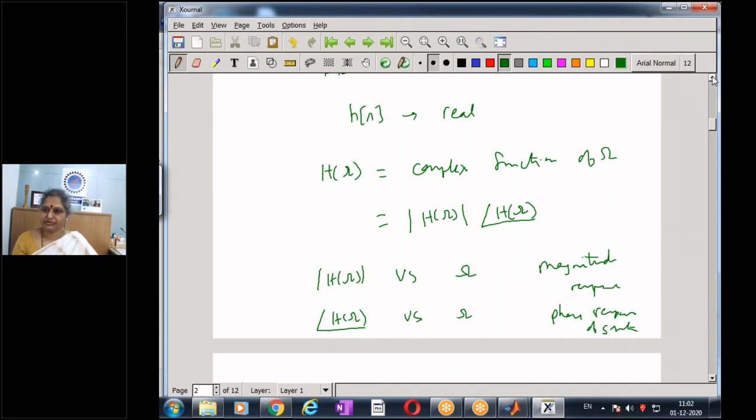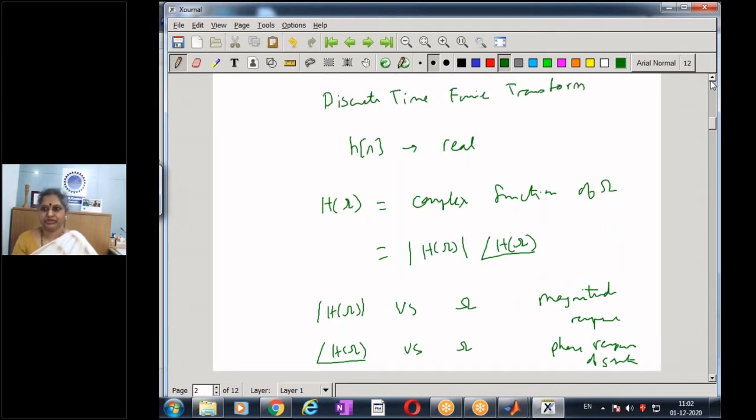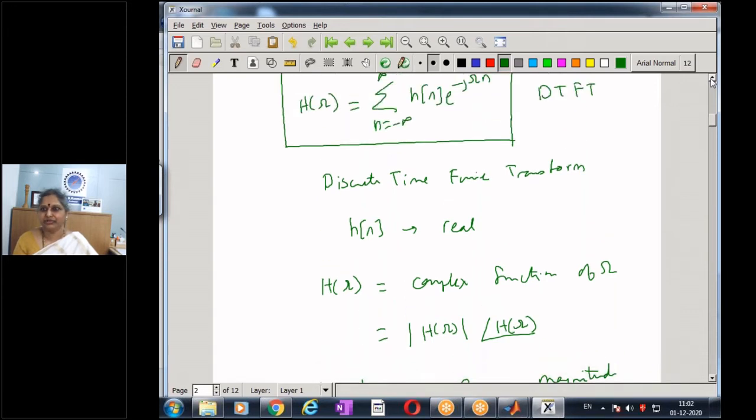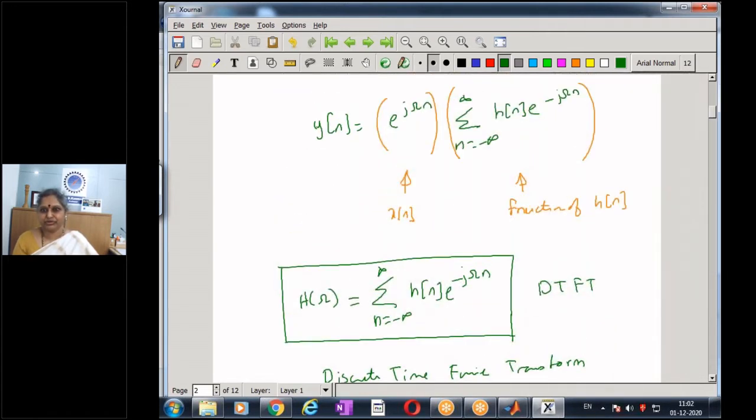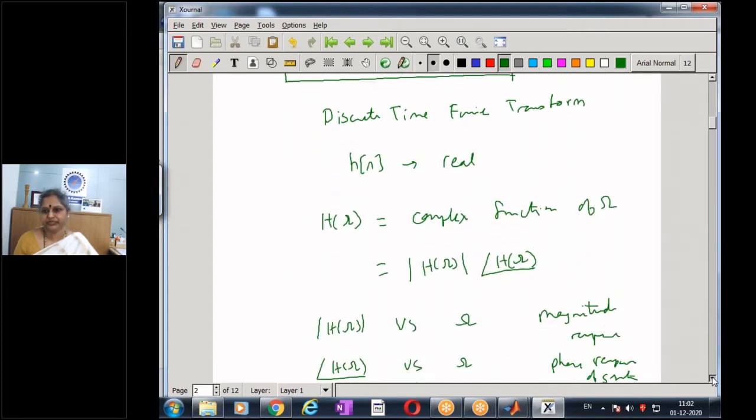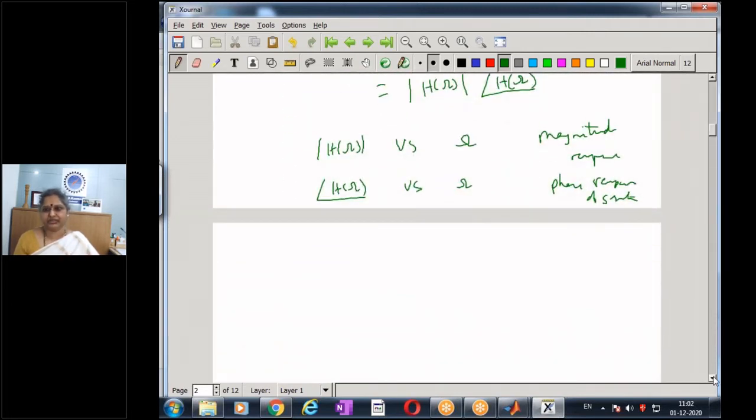Now, going back to our problem, our aim was not to compute the magnitude or the phase response, but to compute the output of the system to an input e power j omega n. So what does this translate to? Instead of having a generalized omega, let us say my input x of n is e power j omega naught n. So I am giving a complex exponential input at a certain frequency. Then what is going to be my output?